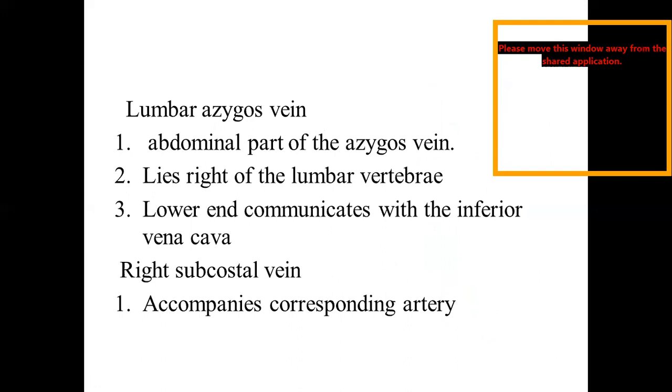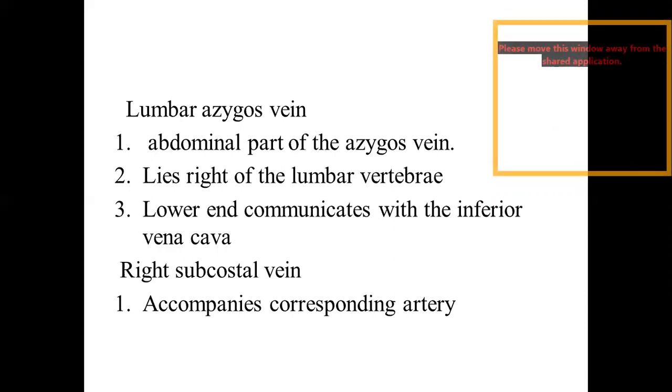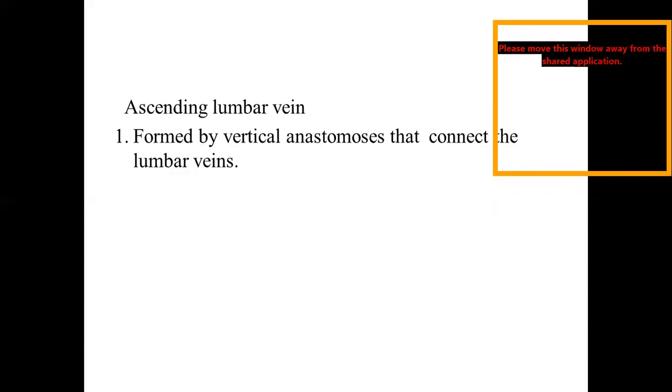The lumbar azygous vein is basically the abdominal part of azygous vein, which lies on the right side of lumbar vertebrae, and its lower end communicates with the inferior vena cava. So on both sides, it is communicating with the caval system, inferior and superior vena cava. The right subcostal vein, which accompanies the right subcostal artery, then contributes to the formation of azygous vein. Third is the ascending lumbar vein, which is formed by vertical anastomosis, which connects the lumbar vein.